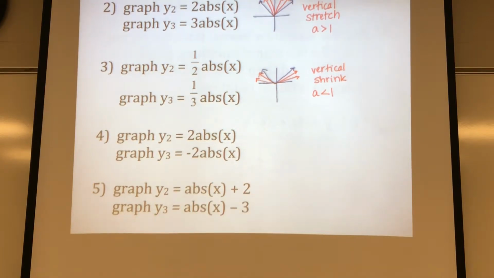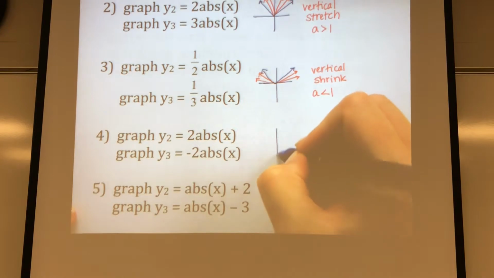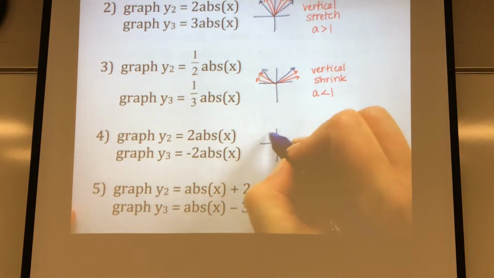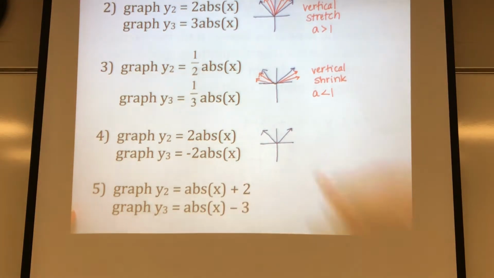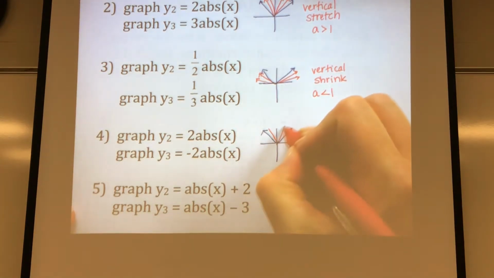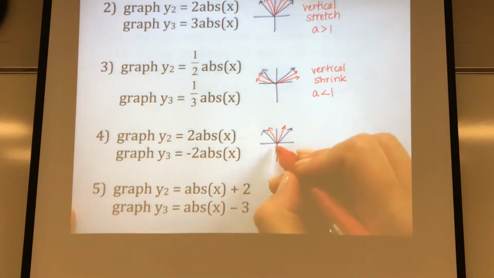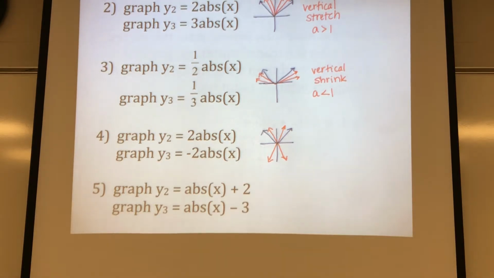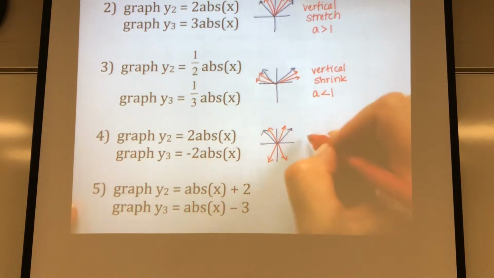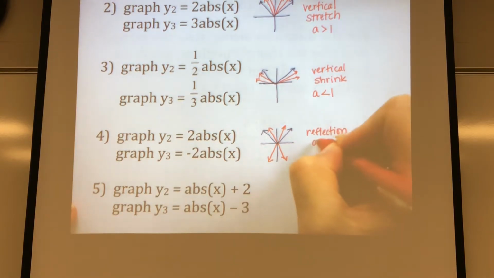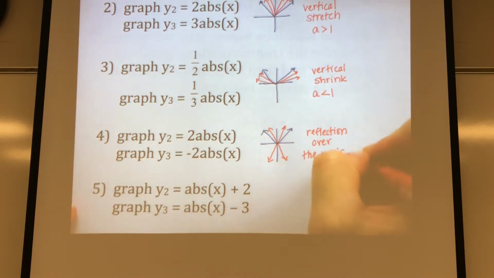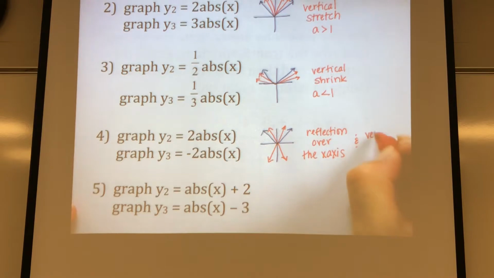All right, on number 4, we have our parent function. We threw a 2 coefficient in and then a negative 2. So we already talked about what the 2 itself does. That's a vertical stretch, makes it narrower. But what would the negative 2 do? Well, hopefully you saw that it was an upside down V. So what we would say is that is a reflection over the x-axis, and we had a vertical stretch of 2.